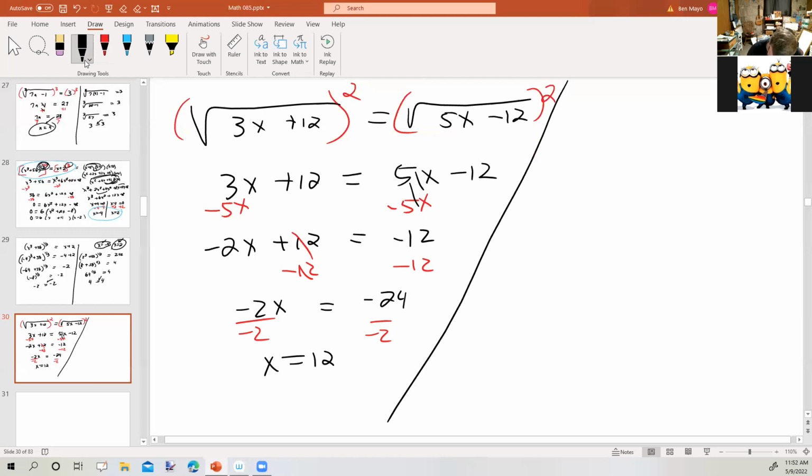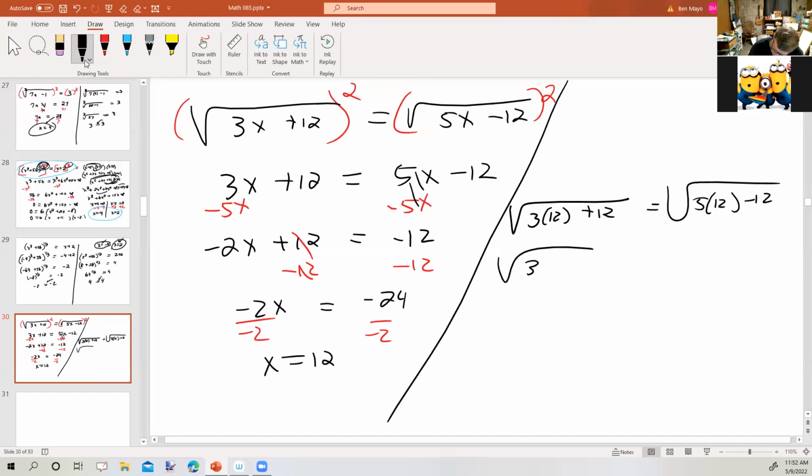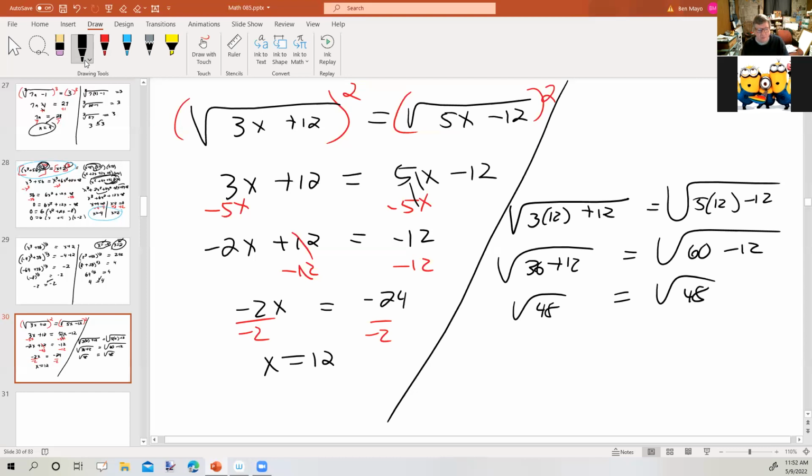Let's see, if x is 12, we've got the square root of 3 times 12 plus 12 equals the square root of 5 times 12 minus 12. 3 times 12 is 36. 36 plus 12 is 48. So we've got the square root of 48. 5 times 12 is 60. 60 minus 12 is 48. Well, the square root of 48 equals the square root of 48. I can see that without having to simplify anything.